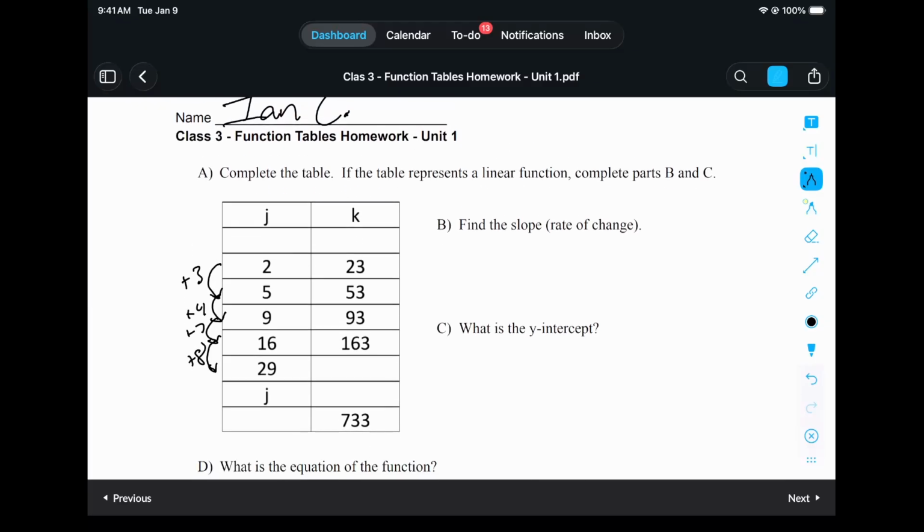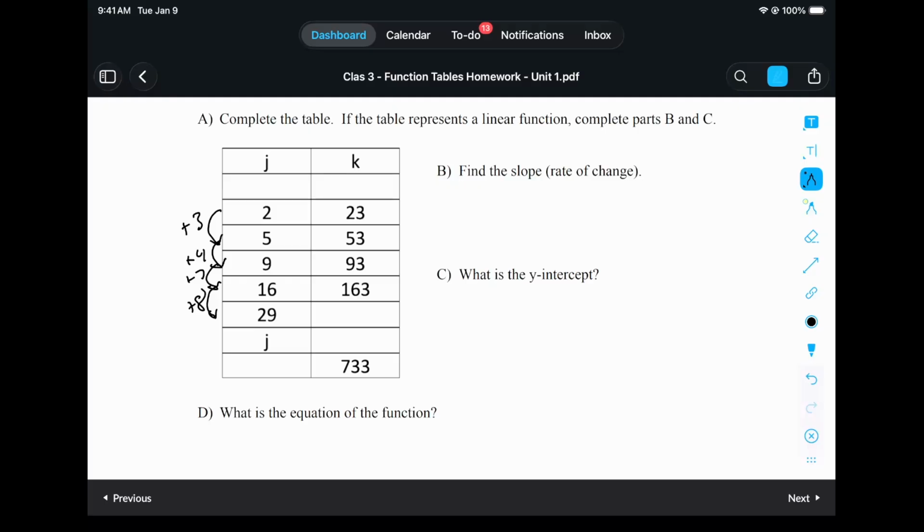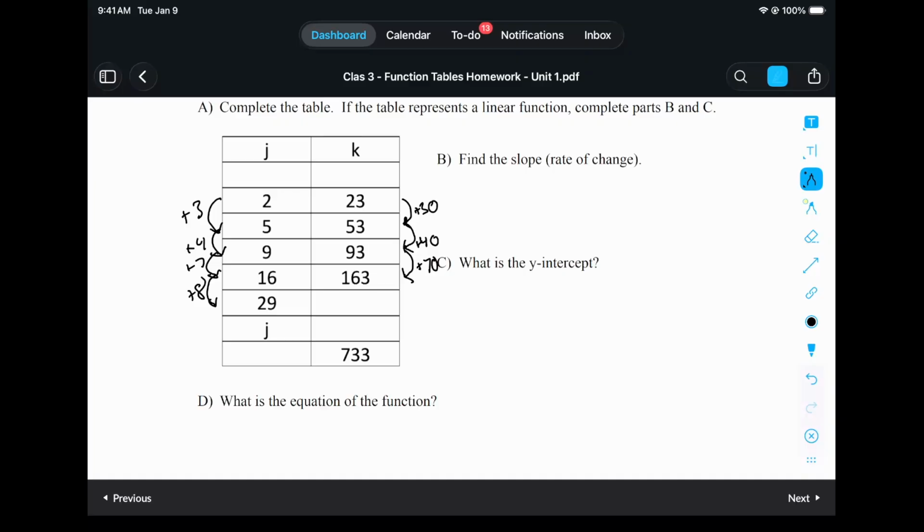Seems from 23 to 53, we jump 30. From 53 to 93, we jump 40. And from 93 to 163, we jump 70. So it seems like whatever we jump for J, we jump 10 times that for K.